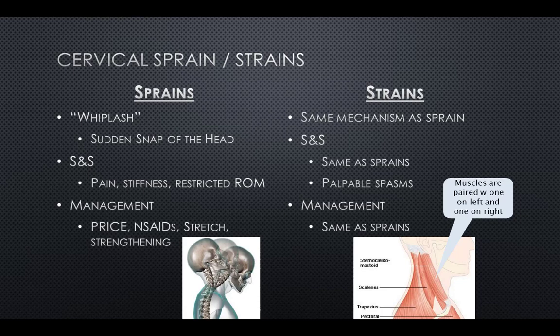Cervical strains occur when the muscles or tendons of the neck are damaged, frequently through the same mechanism as results in cervical sprains. The signs and symptoms may be very similar to sprains as well, but may also include muscle spasms which may be easily palpated. We manage cervical strains the same way as we do cervical sprains.